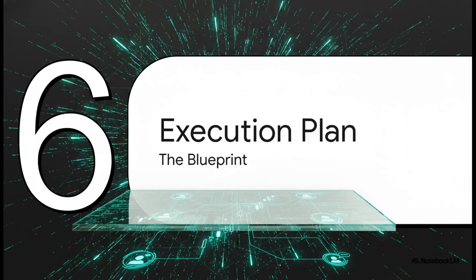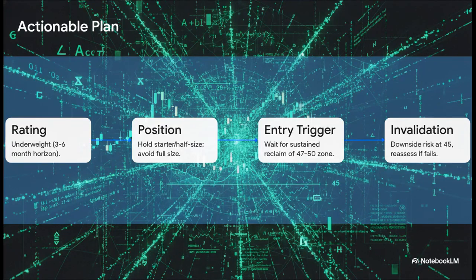Section 6. Actionable Trade Execution Plan. The Blueprint. Here is the exact multi-tranche execution parameter list the simulation finalized. Step 1, the target price horizon rating is underweight over a 3 to 6 month period. Step 2, for positioning, you hold a starter or half-size position only and maybe layer on dips. Absolutely avoid initiating a full-size position here.